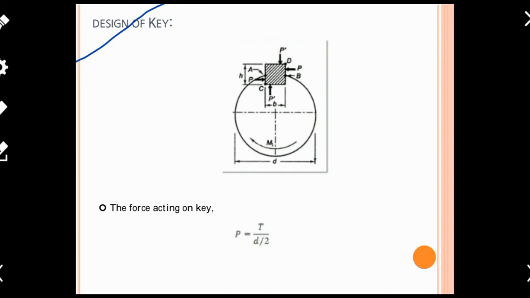Now look at the diagram carefully. There is a shaft having diameter d, and at the top peripheral surface, there is a key inserted in it. Look at the dimensions of that key. b is the width of the key, whereas h is the height of that key. Now there are two forces acting in opposite directions, P and P dash.